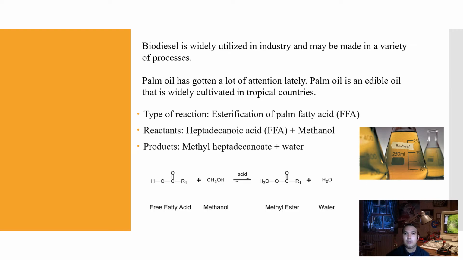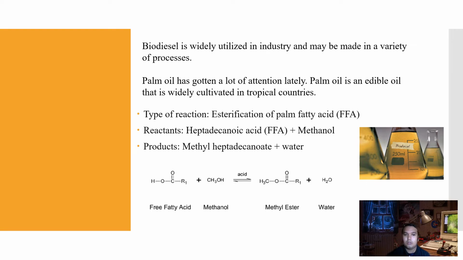So we know that biodiesel is widely utilized in the industry and may be made in a variety of ways, including thermal cracking, direct vegetable oil mixing, transesterification and also esterification itself. Biodiesel, also known as fatty acid methyl ester, is typically used in high heating systems that require a lot of energy.